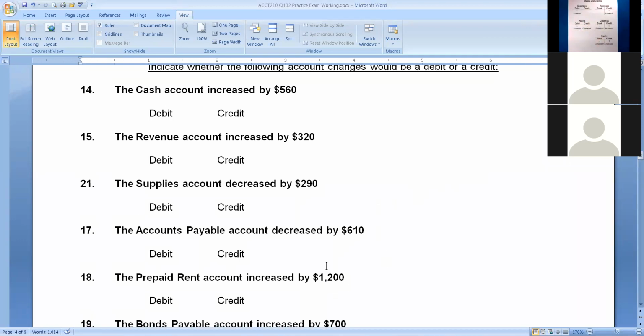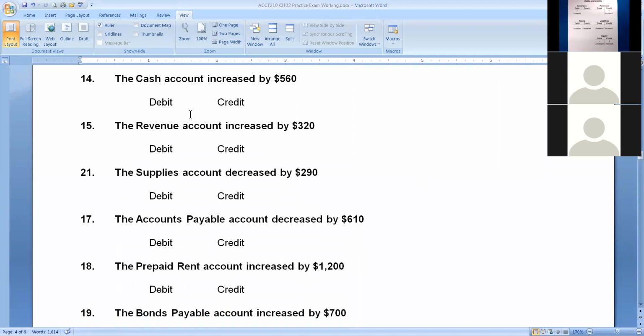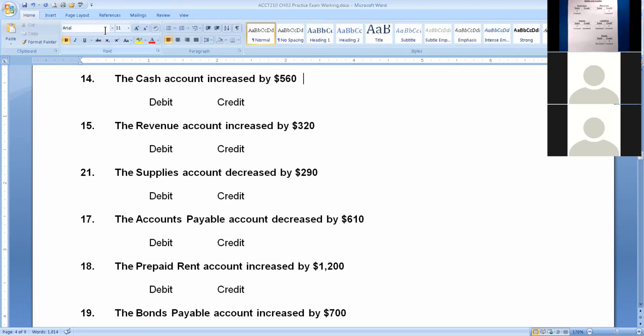Okay. Basically, we look at each one of these and see what kind of account it is, and then whether it's debit or credit. So cash account increases. What kind of account is cash? Debit. It's an asset. It'll be a debit.